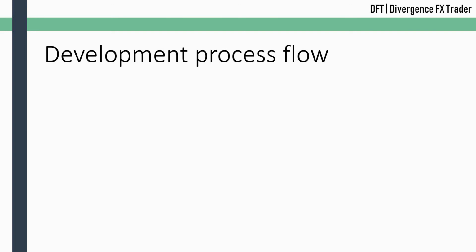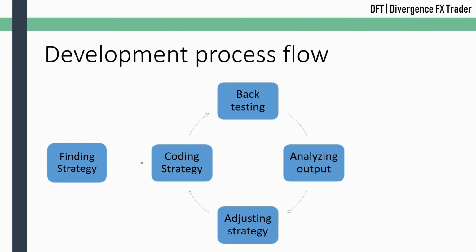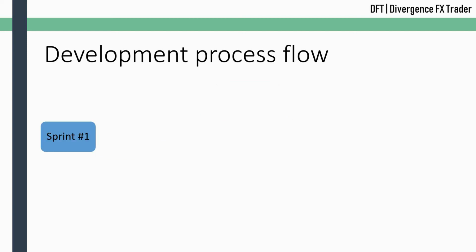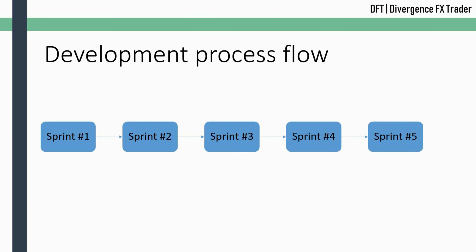Okay, let's move to the development process flow. First, we need to find the strategy. When we get the strategy, we will move to the cycle. First, we will code the strategy, backtest it, analyze the output, and adjust the strategy. The whole cycle is called the sprint. So we will work on sprints. Each sprint will represent an update of our software. So we will start from the first sprint, then move to the second sprint, then the third sprint, then again update, update, and we will continue this methodology until we have a successful product.